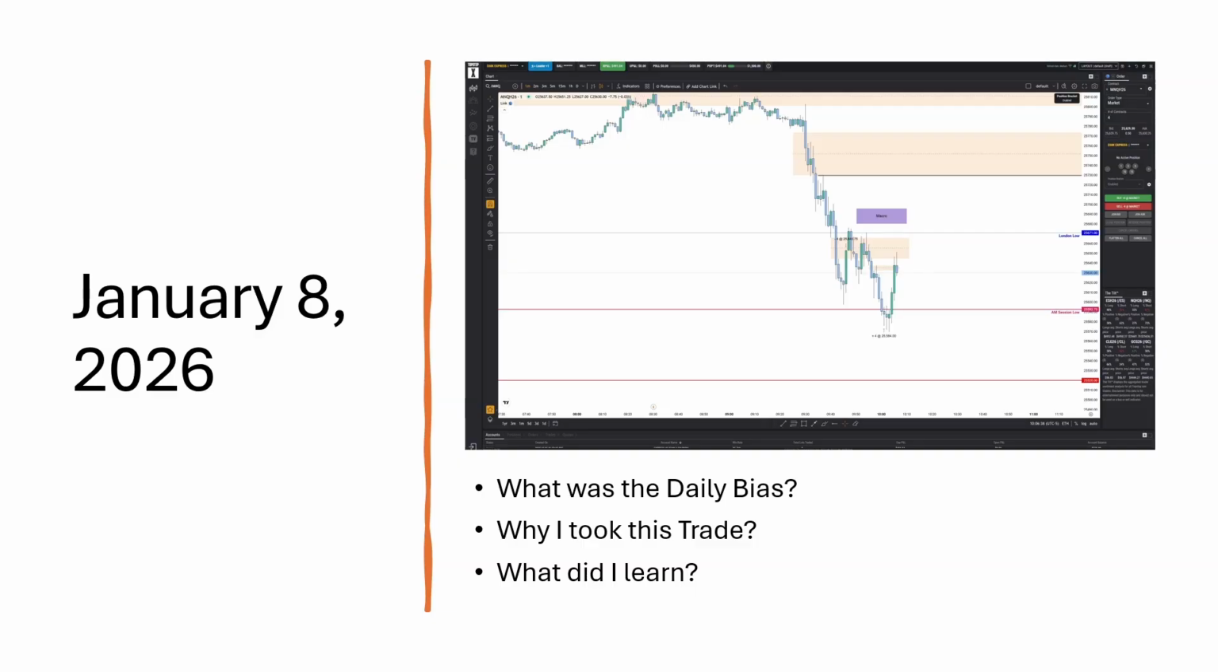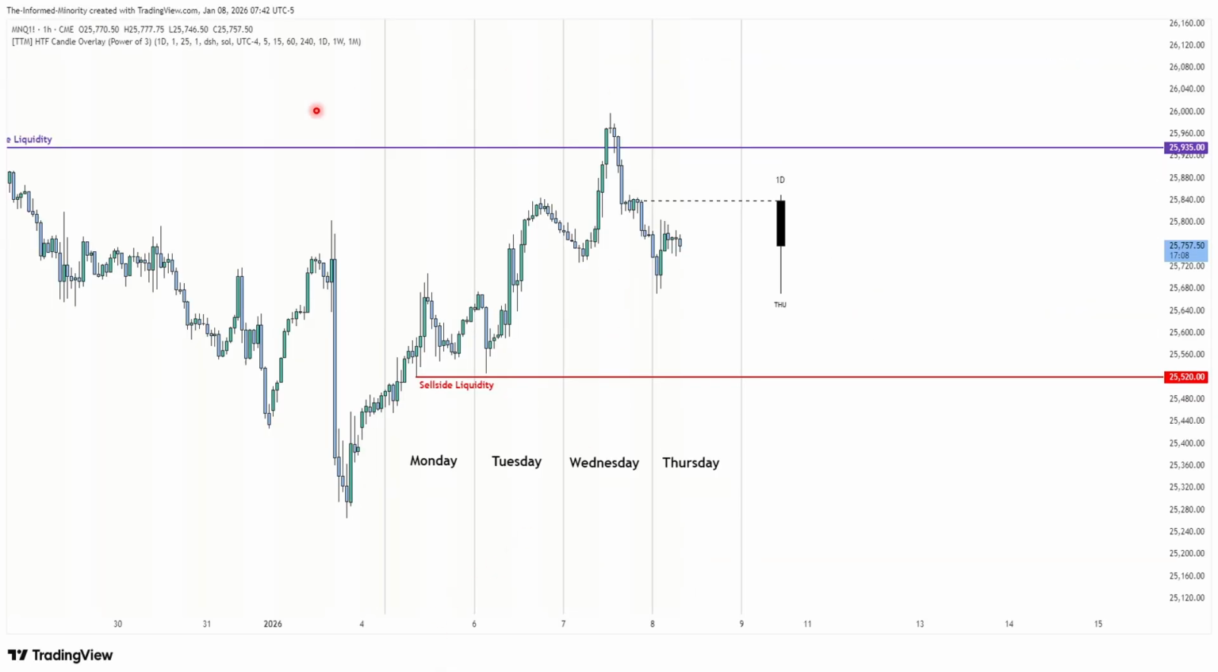What was my daily bias? Why I took this trade, and what did I learn? So again, now that we had the buy side get hit and it ran down below this low, and then we're respecting this gap right here, my thought process was, okay, saw liquidity here. We now have a midweek reversal, which means that Wednesday or Thursday can potentially make the high of the week. In this instance, it would have been Wednesday for me. And so I was looking for shorts on Thursday specifically.